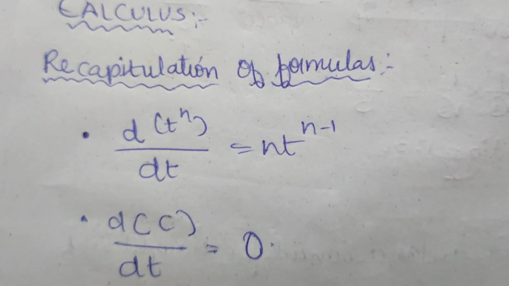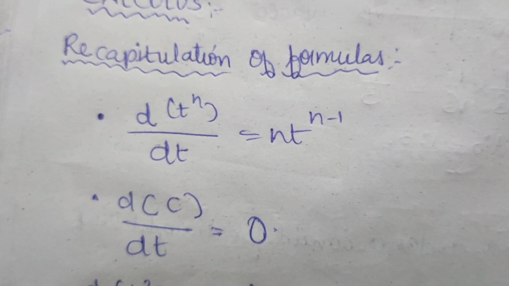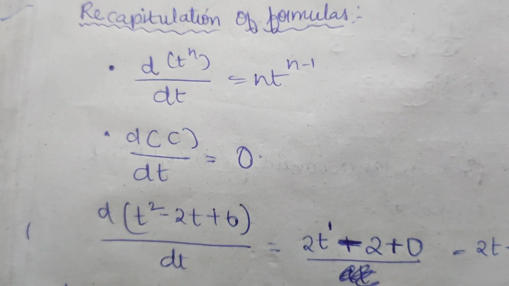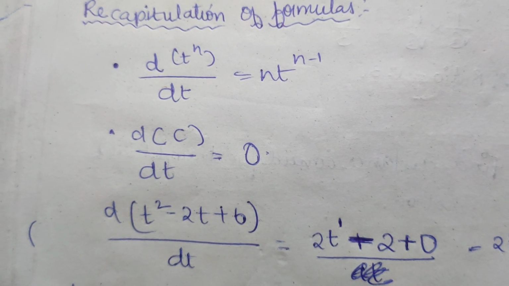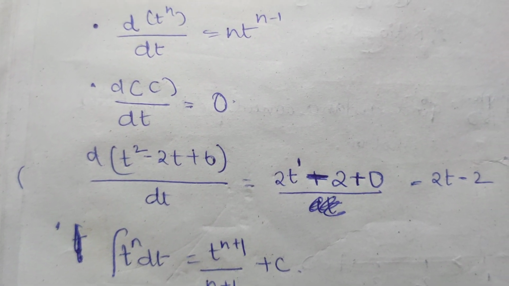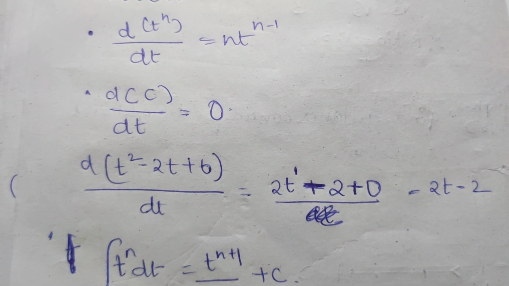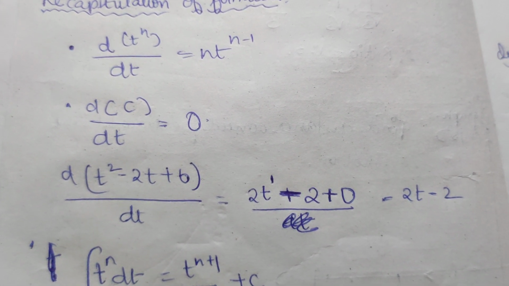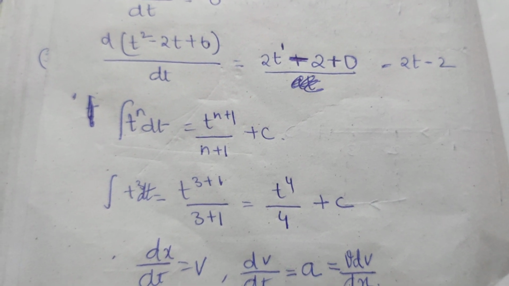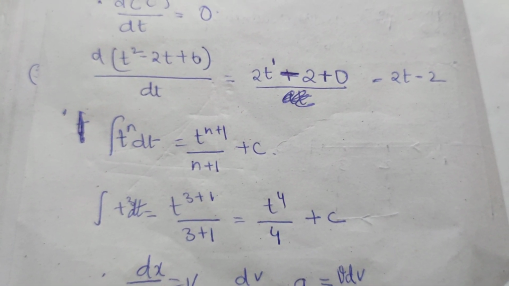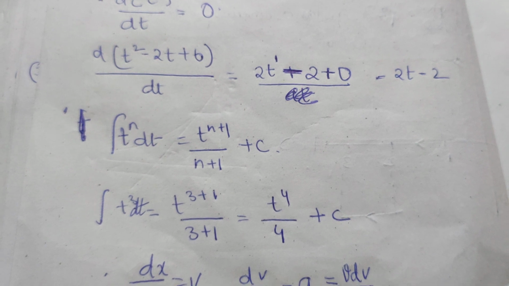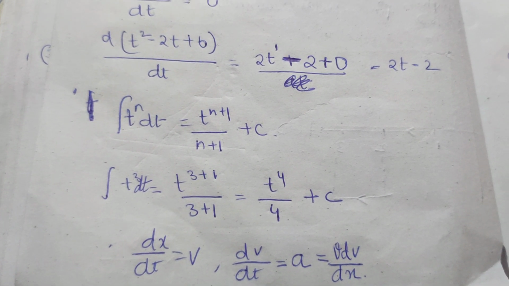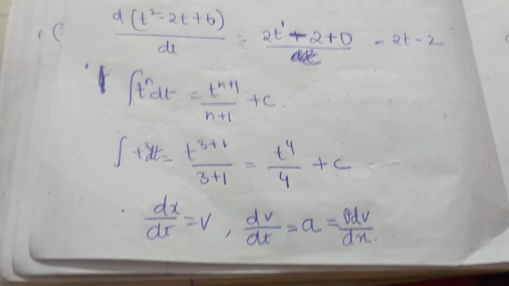Calculus. First is differentiation. Here d(t^n)/dt = n t^(n-1). Here dc/dt = 0. Here d(t square - 2t + 6)/dt = 2t - 2 + 0 = 2t - 2. Integration of t^n dt = t^(n+1)/(n+1) + c. Then integration of t^3 dt = t^(3+1)/(3+1) + c.